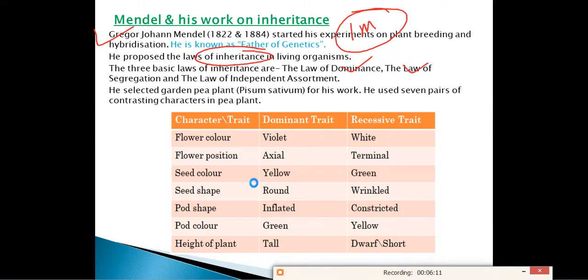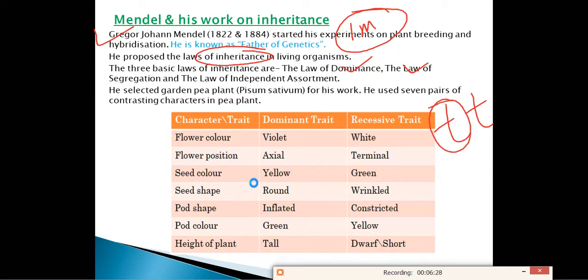Now let's come to the law of segregation. Segregation means it will break or separate. So according to the law of segregation, an organism has two alleles for each gene, but they can only pass on one, right? So two alleles are there, for example T and T. Only one allele will pass on to the next generation.